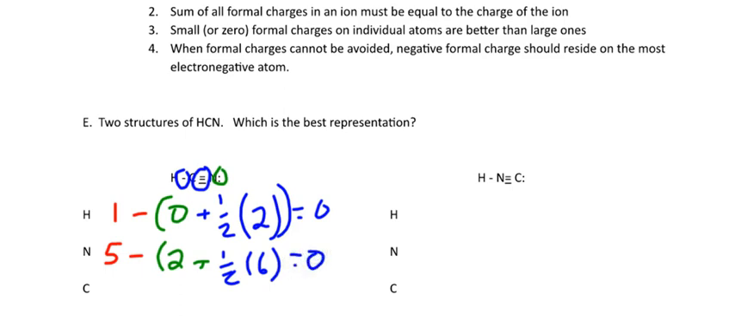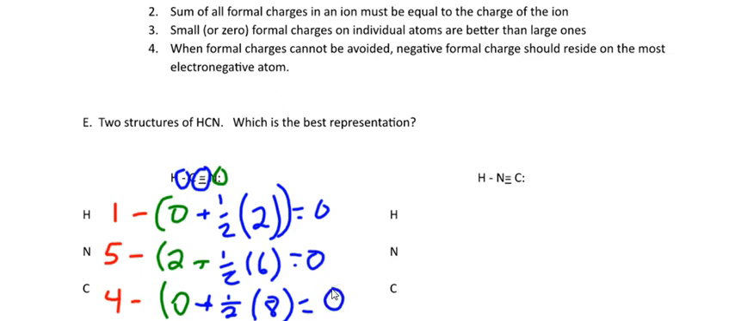Okay, let's try carbon next. How many valence electrons does carbon have? Carbon has 4. How many lone pairs are on carbon? 0. Carbon typically doesn't have lone pairs. I don't know if you've seen that. Okay, then what? How many total bonded electrons do we have? Well, we have 2 with the hydrogen and 6 with the nitrogen. That's a total of 2 plus 6 is 8. Okay. And then what? Half of 8 is 4. 0 plus 4 is 4. 4 minus 4 is 0. We have all zeros. Okay, that looks pretty good.